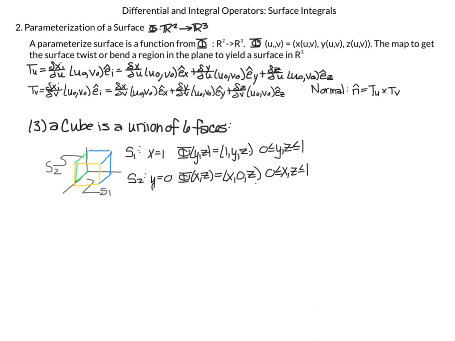The last surface I will do is that of a cube, and we want to consider the cube as a union of 6 faces. So we have S1 now, I'm going to consider this yellow face, and S2 will be the green face.